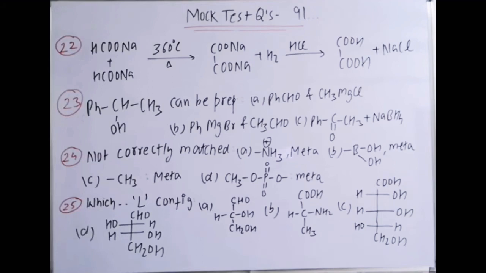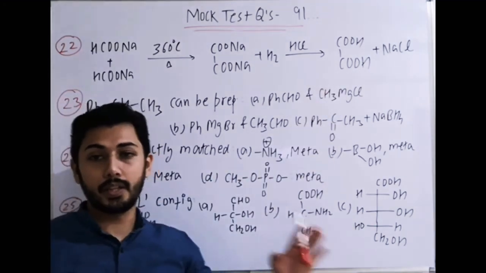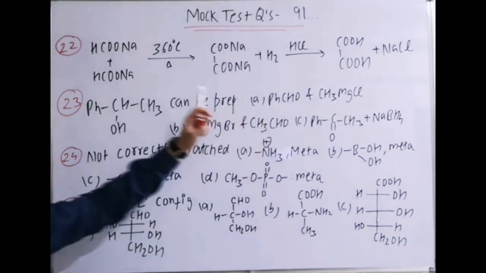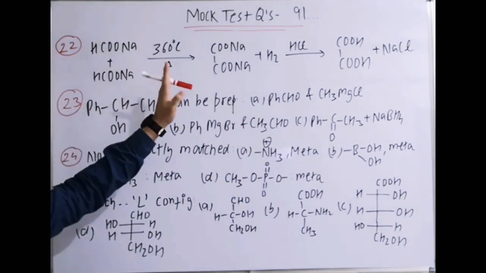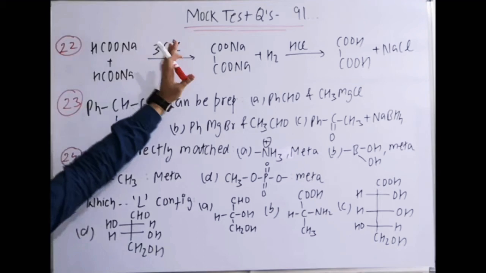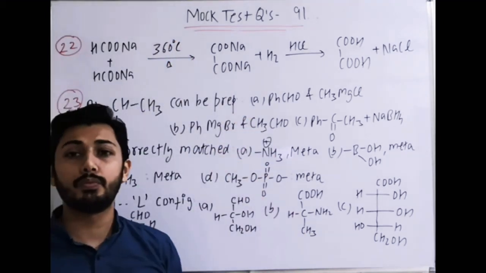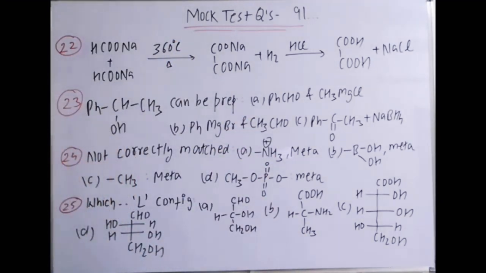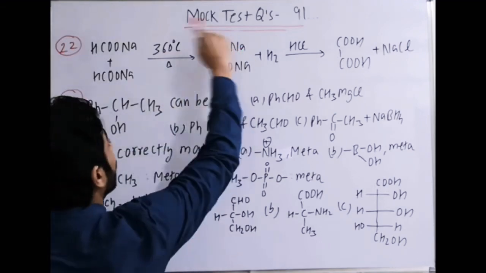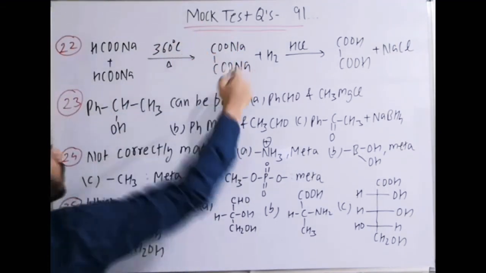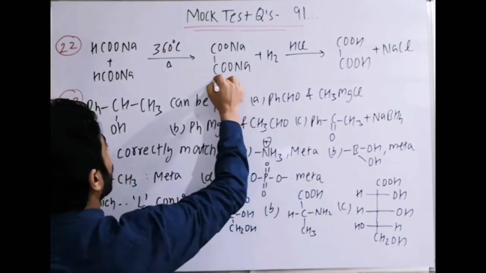Question number 22. The information is that we can prepare oxalic acid industrially. Industrial preparation can be done using sodium formate, heating around 360. In the question they have given 400, comparable, you can take it. After this we get sodium oxalate, and H2 is evolved. That is the question given.